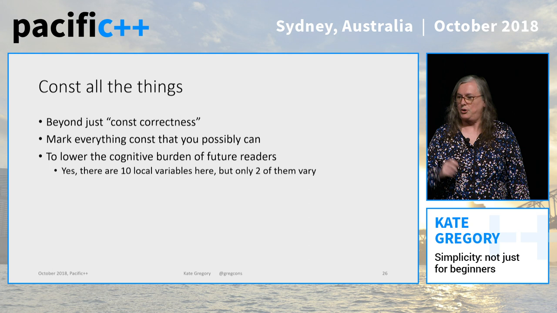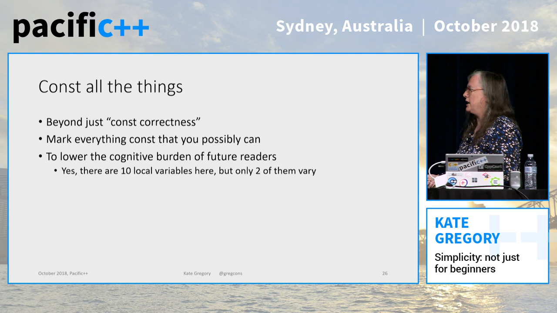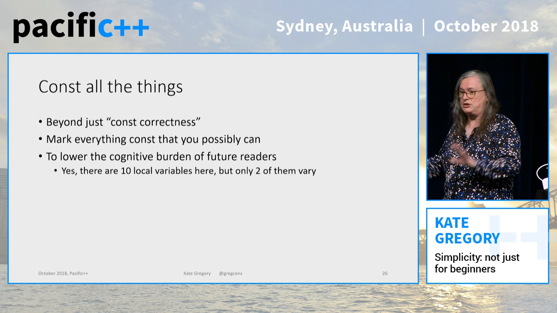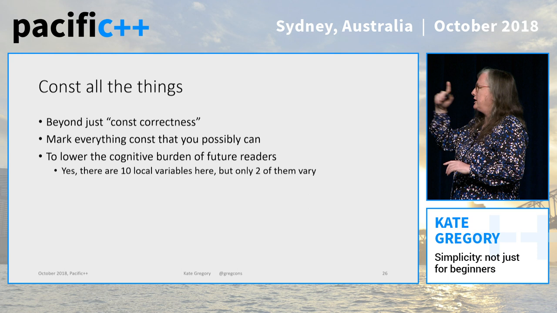Because other people will learn from this. There are 10 variables here, but only 2 of them vary. And that's important. The number of mental entries in that lookup table as you read the rest of the code, you really only need the two that might change. The other 10 were just constants with names. Cool.